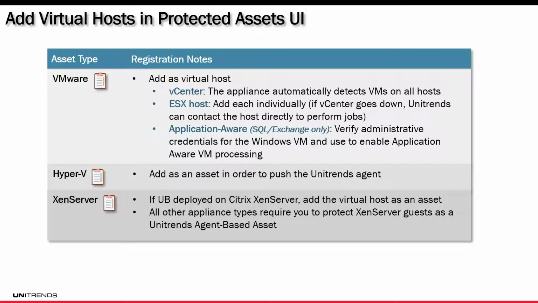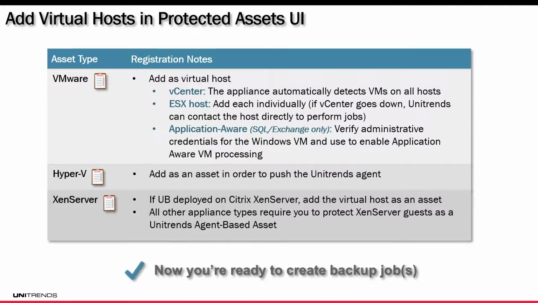And all other appliance types require you to protect Xen server guests as Unitrends agent-based assets. You're going to register the asset just like any other Windows agent or whatever type of agent you need, Linux or whatever. You're going to register the asset like a normal asset. And you're ready to create your backup jobs. Once you tie to your virtual host, you can go in and start creating backup jobs and all the assets that show underneath those virtual hosts that you just added.